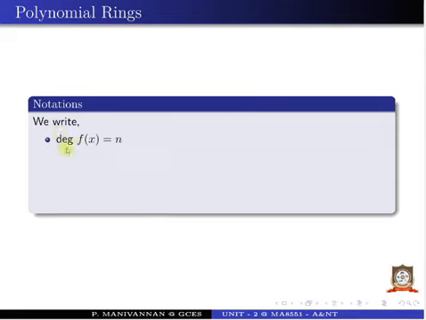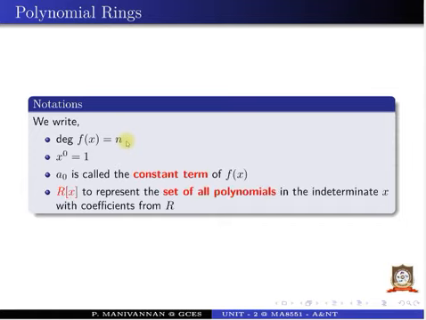Notation: we write degree of f of x equal to n, x power 0 equal to 1. A naught is called the constant term of f of x. Here R of x represents the set of all polynomials in the indeterminate x with coefficients from R. The set of all polynomials is called the polynomial ring R of x.